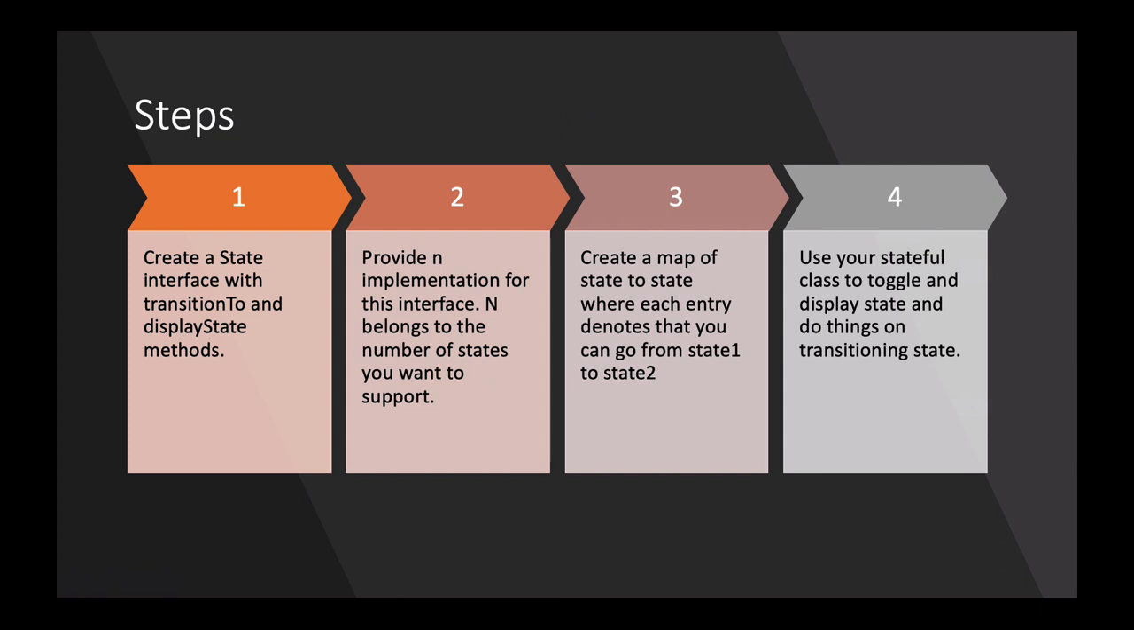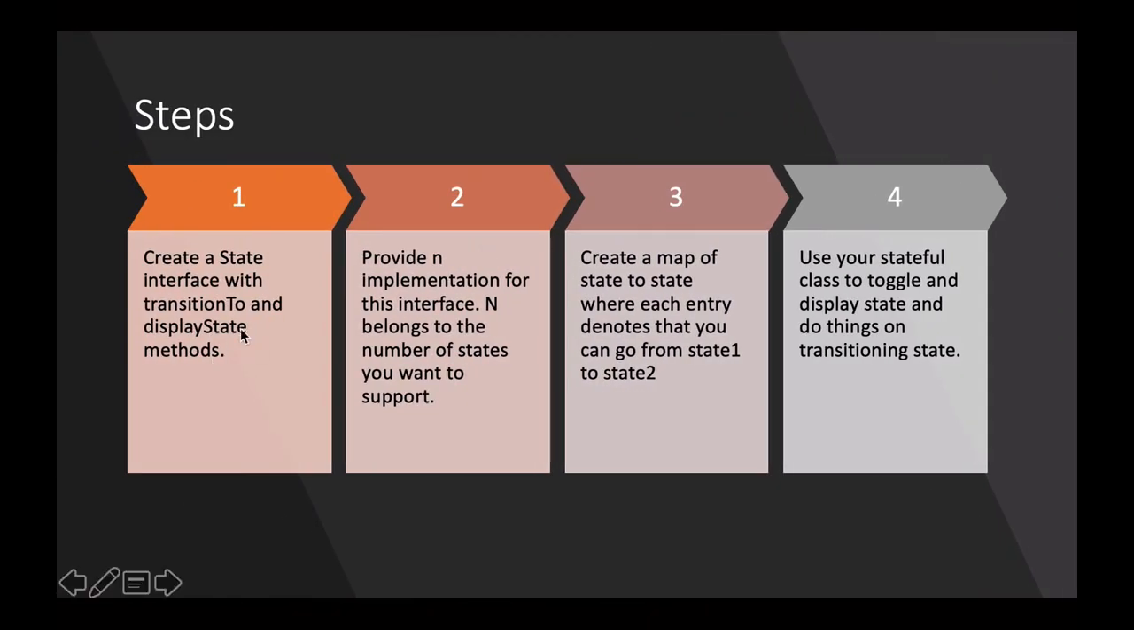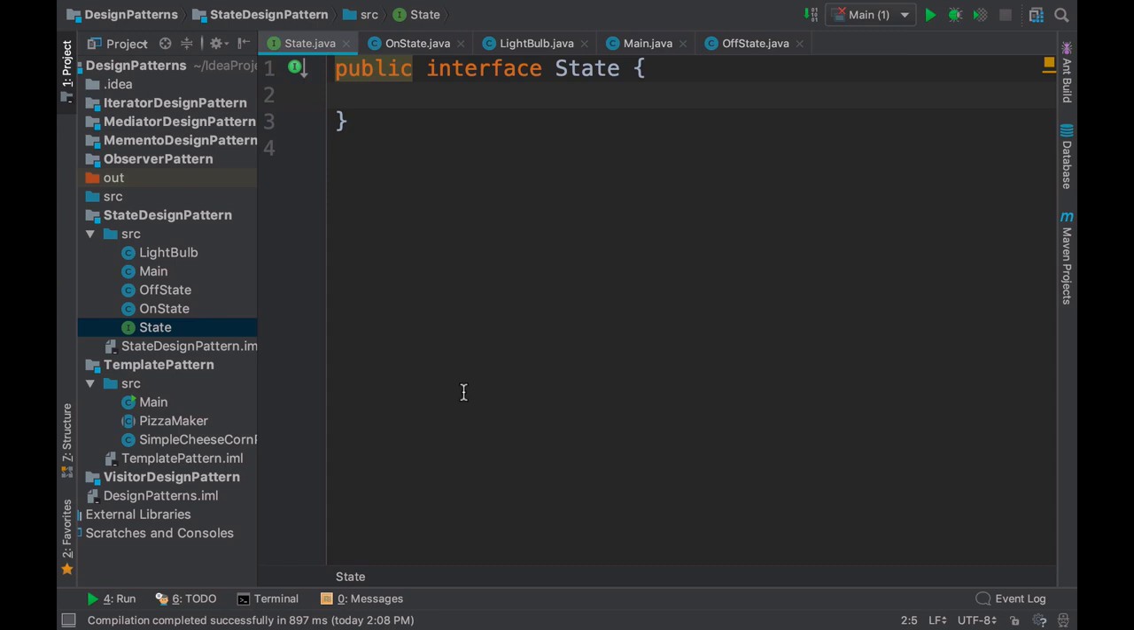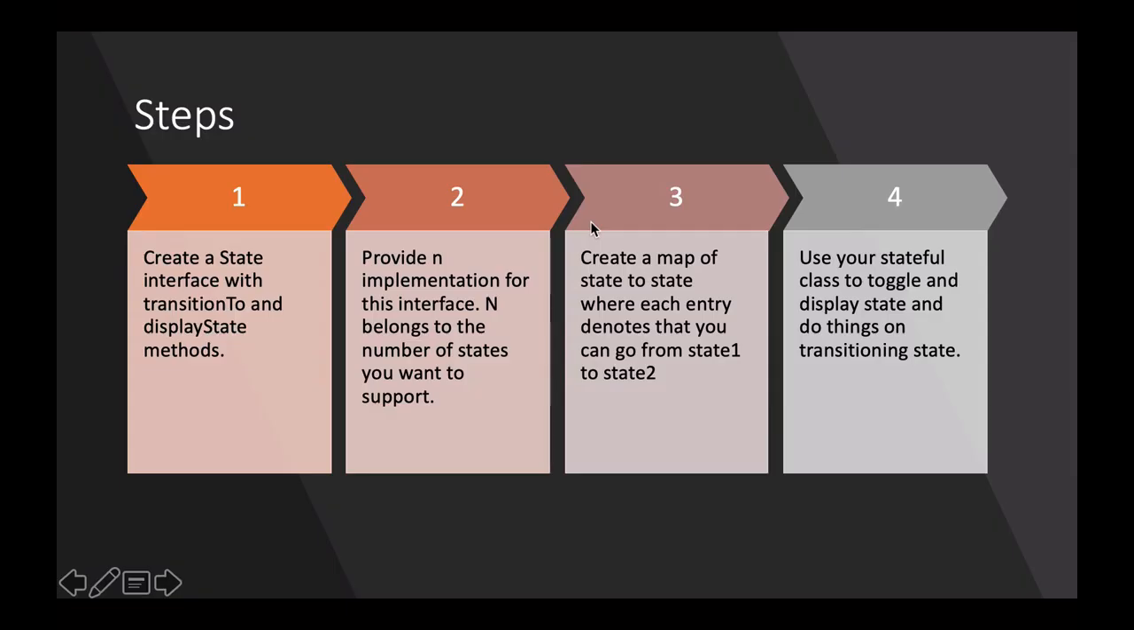The first step says that we need to create a state interface with transition to and display state methods. So let's quickly go over to our IDE and start coding these methods. So the first method which we want to support is transition to. Whenever we want to transition from state 1 to state 2, we will be using this method inside a state to transition to a different state. Along with this, we also want to support this handle method. Inside this handle method, for now, we will be using this display state method.